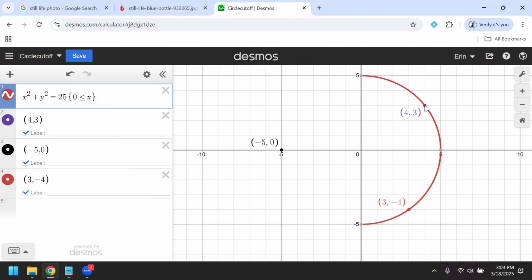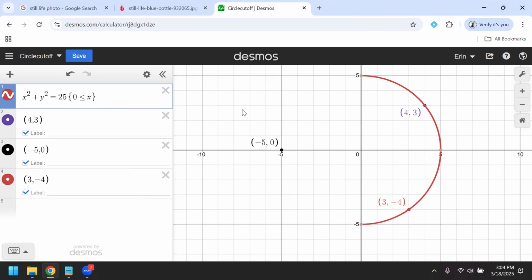So, for example, this point here, it's on the circle, right? And its x coordinate 4 is bigger than 0. So this part of the circle is on there. Similarly, down here, the x coordinate of this point is 3. 3 is bigger than 0, and so it still graphs that part. But what about this point over here on the left? The x coordinate is negative 5. Negative 5 is not bigger than 0. It's less than 0. And so it's no longer on the semicircle of the graph that's being drawn by the computer.